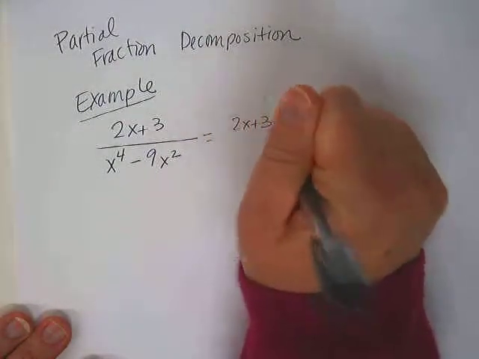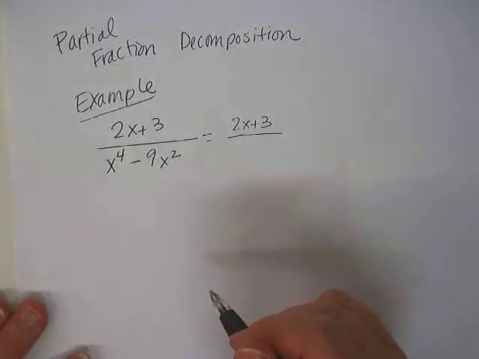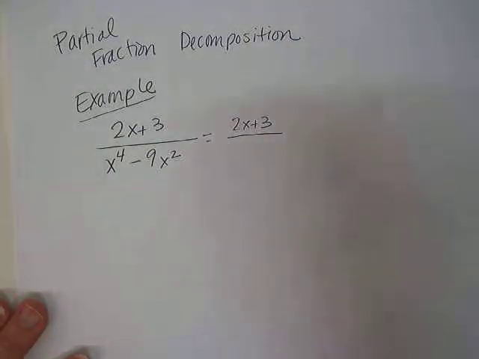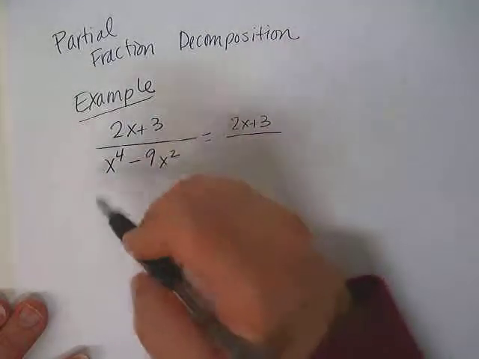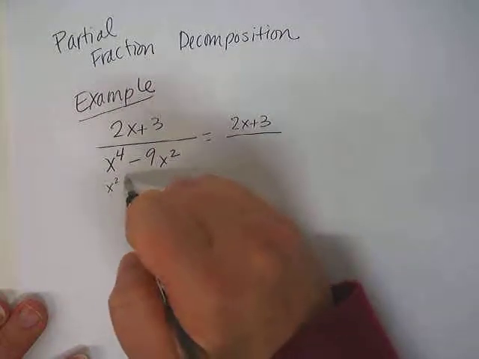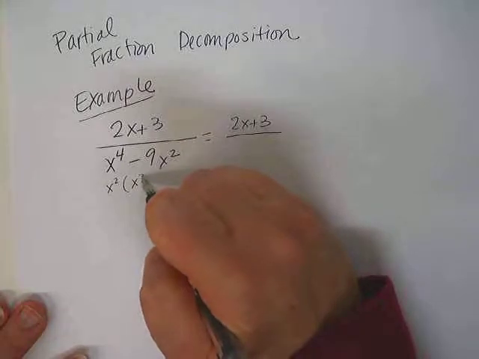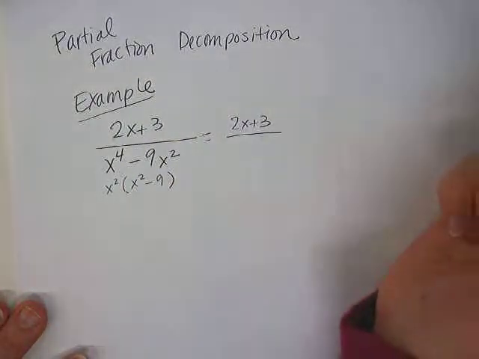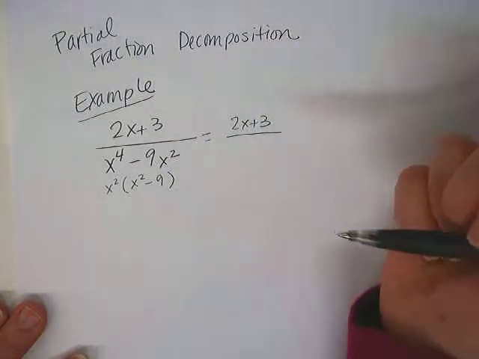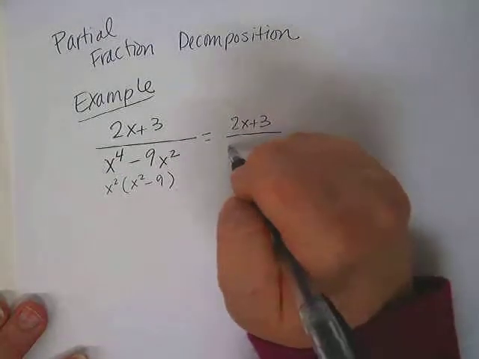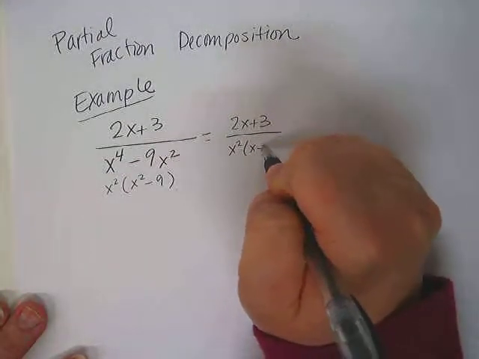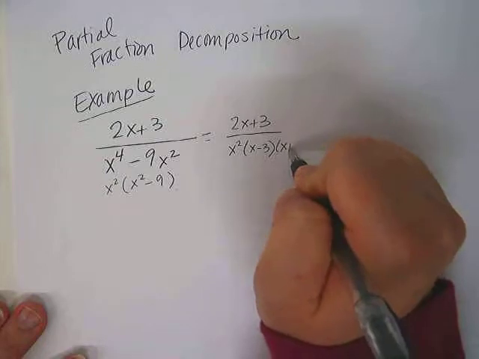Okay, so 2x plus 3 is the numerator, and then let's go ahead and factor the denominator into as small pieces as possible. So let's see, we can take out an x squared. What does that leave inside? x squared minus 9. Then can we factor the x squared minus 9? Yeah, into what? x minus 3, x plus 3.